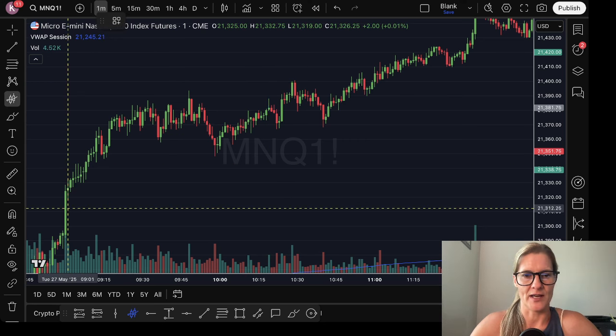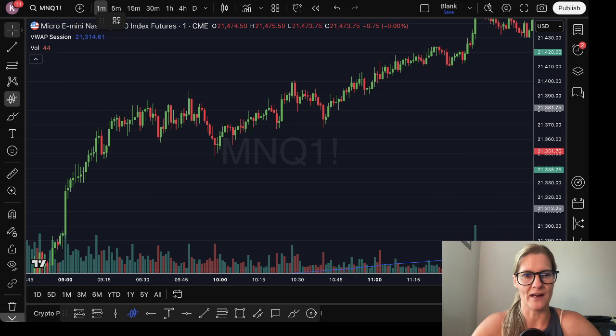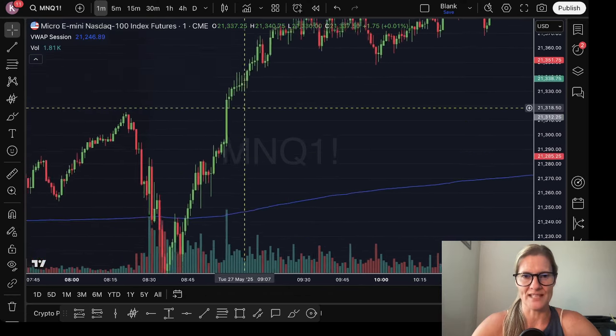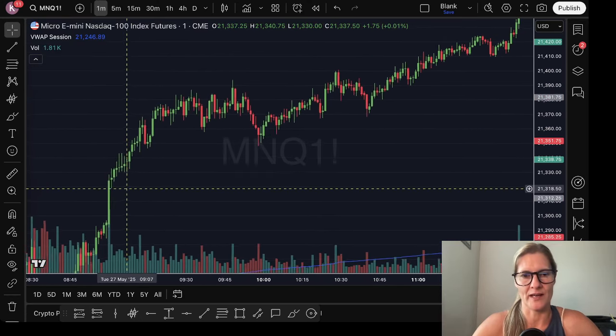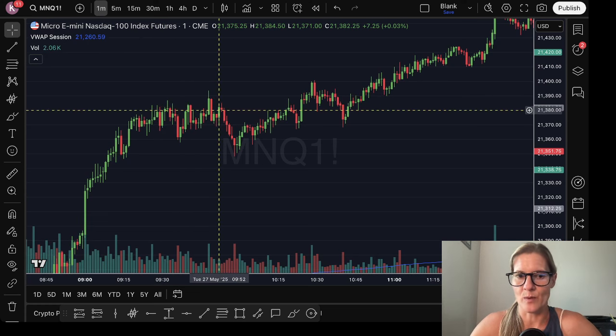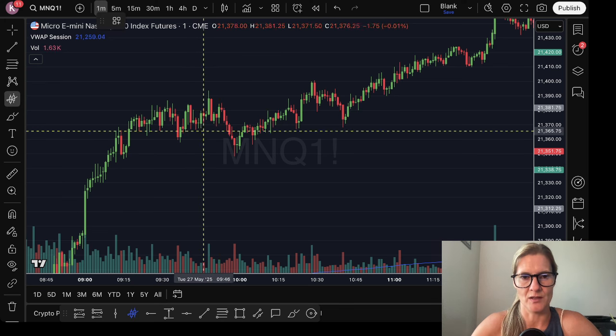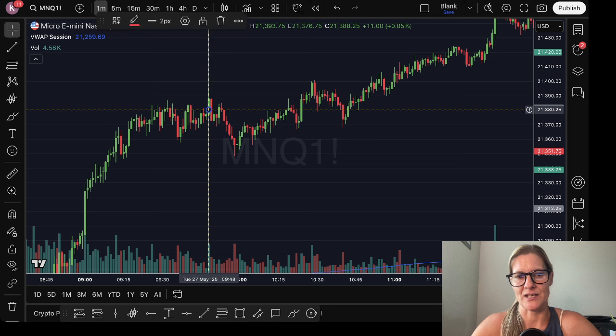So here, the market has been trending up. I'll scroll back so you can see. It's been trending up for most of the morning, and we have a little bit of a consolidation here. So maybe I want to find an entry long. What I'm going to do is take my anchored VWAP tool, mark it at the recent high.